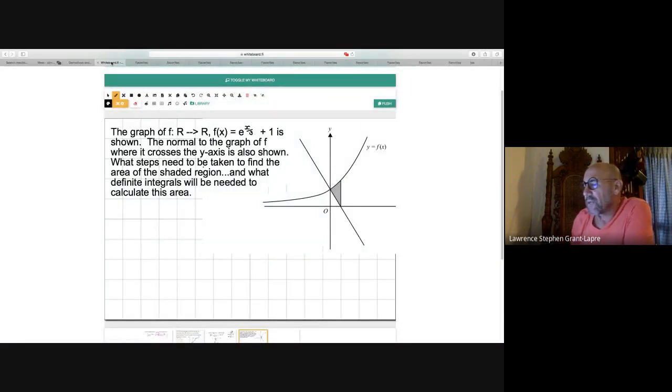This question says the graph of a function f from the real numbers to the real numbers, where f of x is e to the power of x over 3 plus 1, is shown. The normal of the graph of the function where it crosses the y-axis is also shown. What steps are needed to find the area of the shaded region?